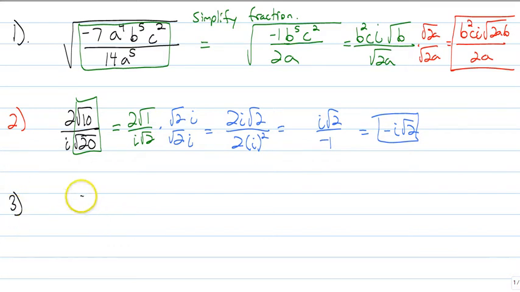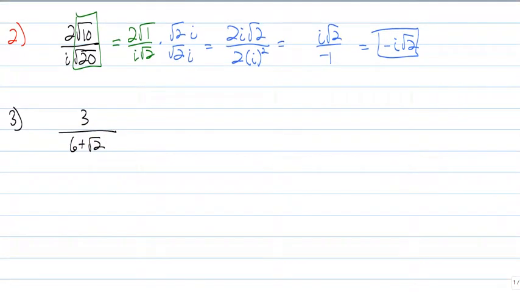We have 3 over 6 plus root 2. Now, this is very similar to yesterday when we were dealing with i's on the bottom with pluses or minuses. Same thing applies for radicals. If I have 6 plus a root, the way to get rid of a root on the bottom is to multiply by the conjugate, like we did yesterday. The conjugate works the same in this case as well. 6 minus root 2. 6 minus root 2.